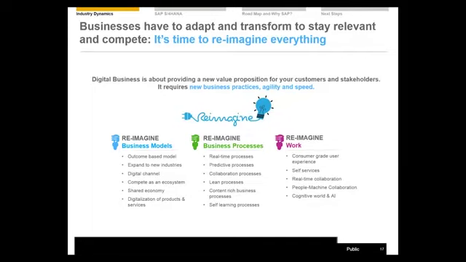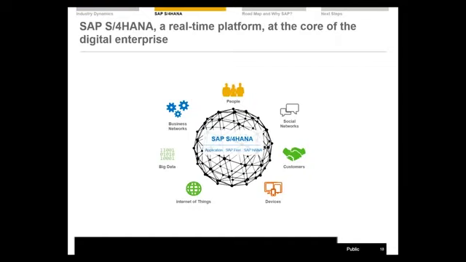Now, S4HANA being at the core, it is going to be our ERP. It is going to be our next generation ERP. So how does this help? As and when you grow, this remains. For example, you are adopting big data, or devices, or any kind of social media. You are talking to other business networks.